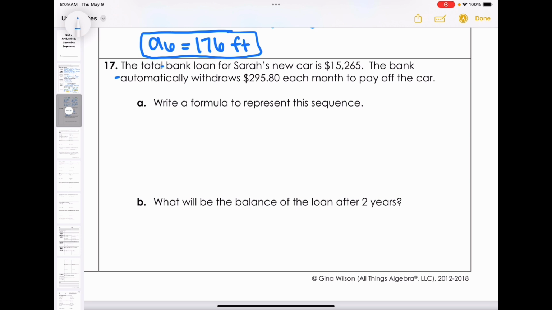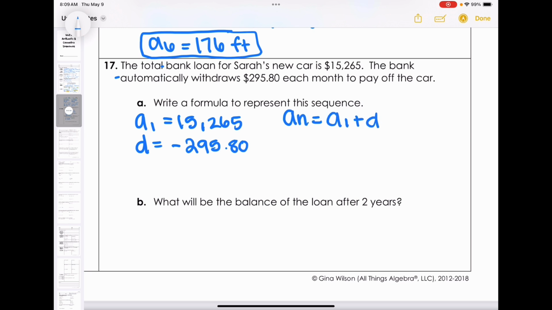So they don't give us how much she's going to owe every single month. Okay, they give us the first term. So to start out, this is the loan for her car. And then they tell us how much they're taking out every month, which is our common difference. They're subtracting $295.80 from that car loan every month. So now we have our A and our D. So now I'm going to make the formula for this sequence.